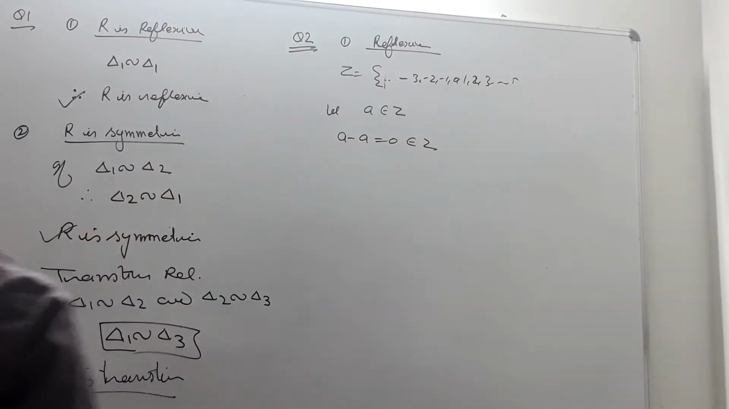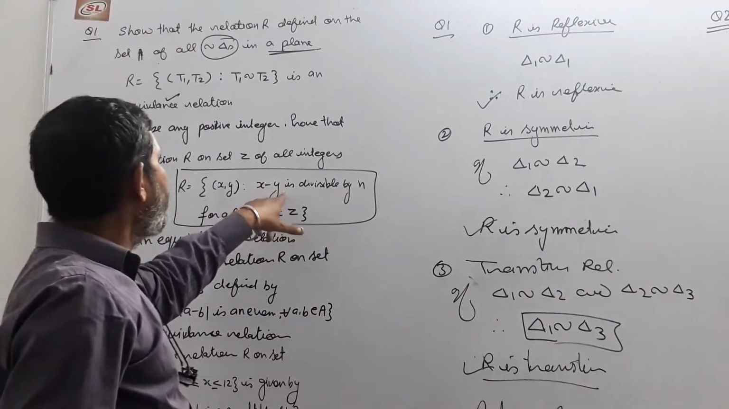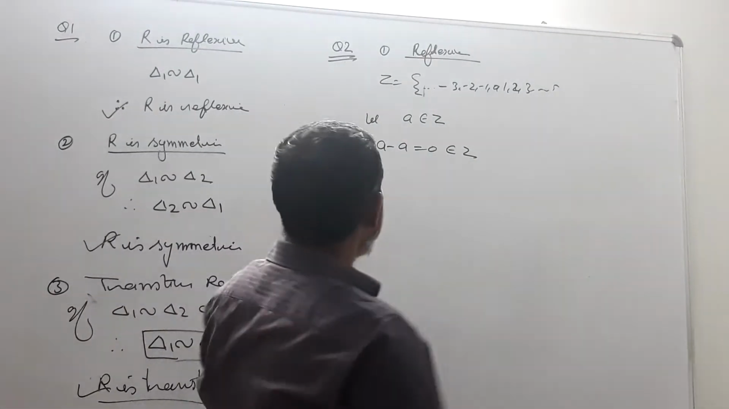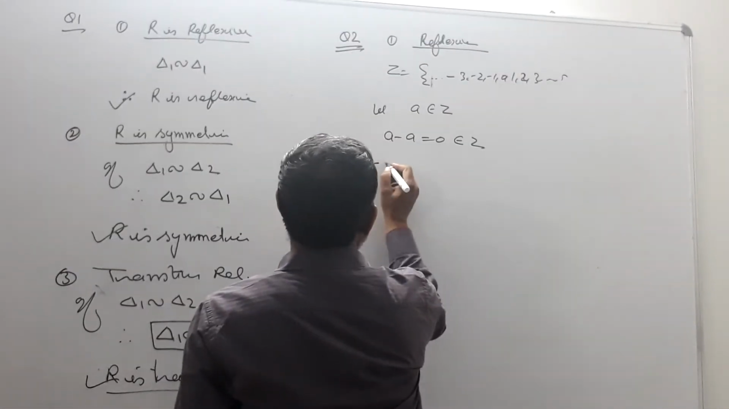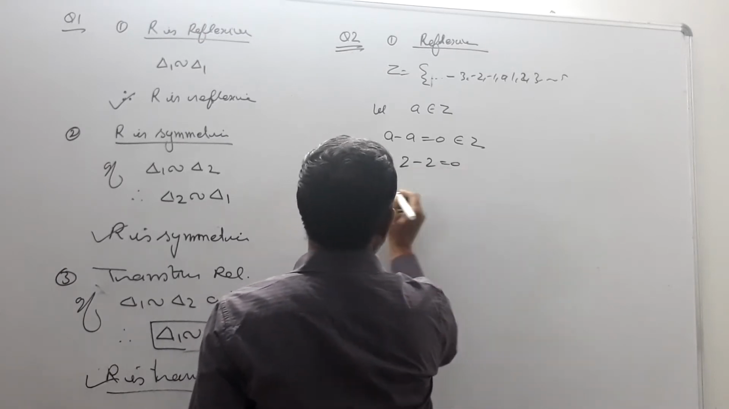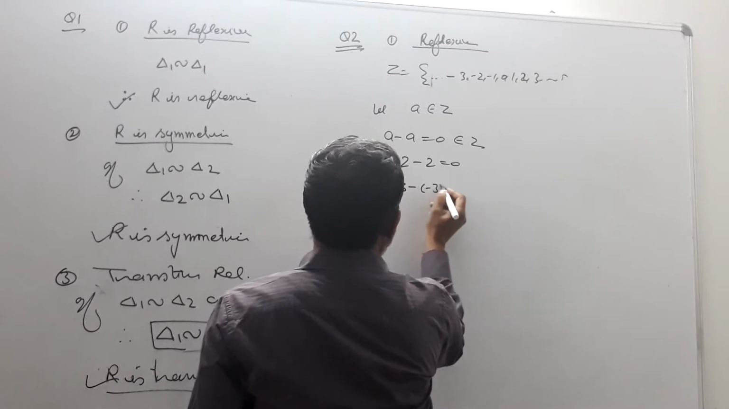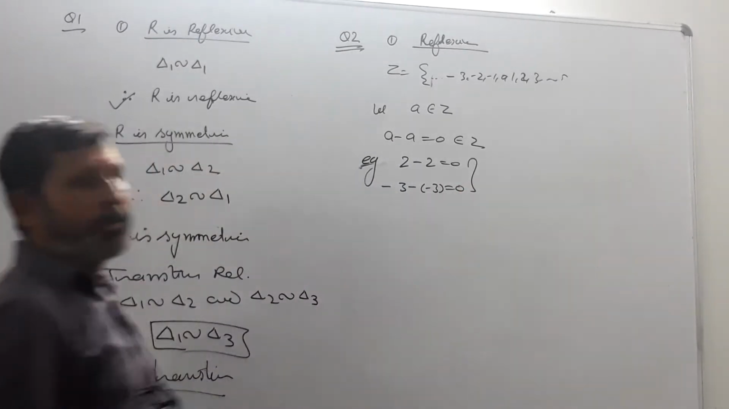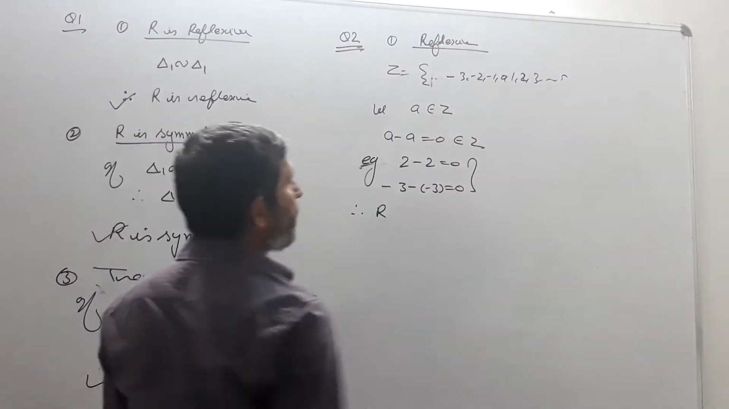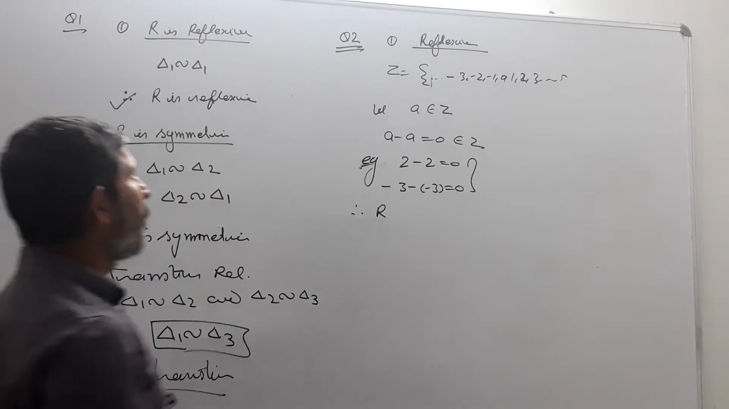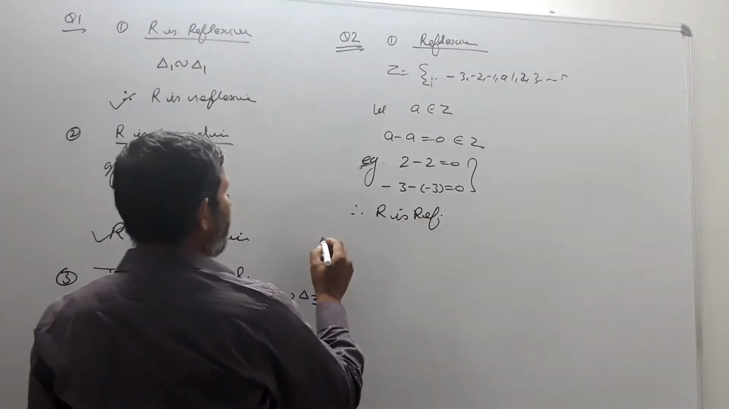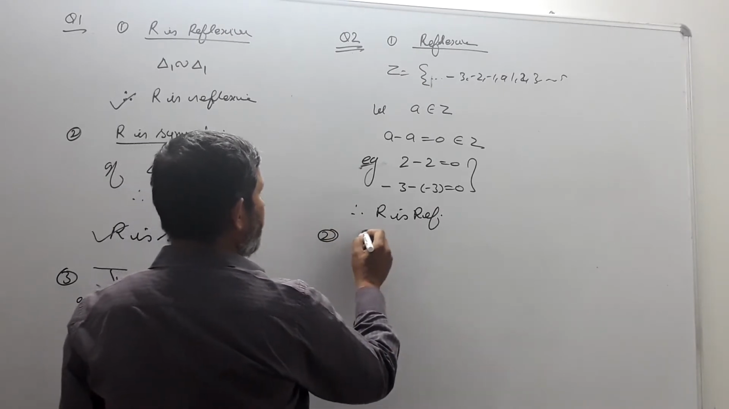The relation is x minus y divisible by n, and here we get the integer 0. For example, 2 minus 2 is 0, 3 minus 3 is 0. Therefore, every element of the set is related to itself. Therefore, R is reflexive.